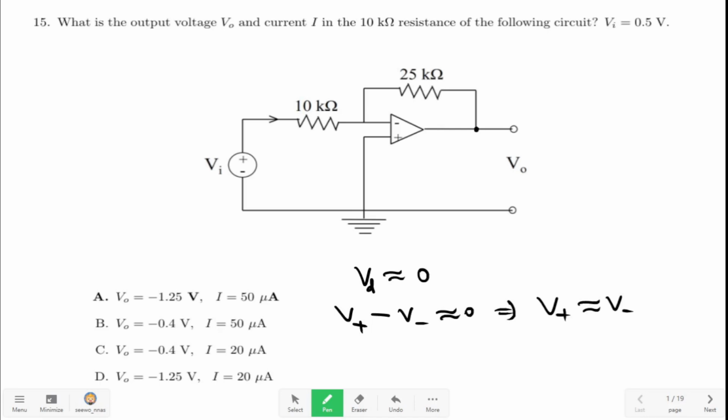This is called virtual short because there is no actual physical short between negative and positive terminals, but still their voltages are equal. Therefore it is called virtual short. Now if one of the terminals is grounded, like you can see the positive terminal is grounded here, in that case the other terminal will also be grounded. This is called virtual ground. So V minus, which is not actually physically grounded, but because V plus is equal to 0, the negative terminal also behaves like it is grounded. So V minus is equal to 0 volt from virtual ground condition.